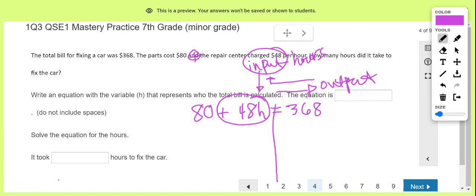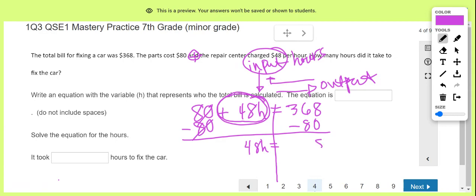The way we work it backwards is by seeing where we started and then doing opposites to get back there. We're going to subtract 80 from both sides of this equation, starting with where the variable term is. Now, 8 minus 0 is 8. 36 minus 8 is going to give us 28.